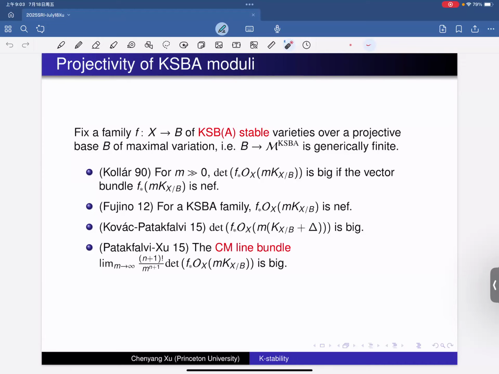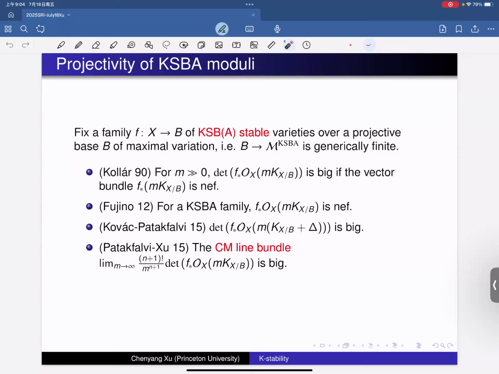Kollár has this package, which we sometimes call Kollár's package, to say that for this moduli, you just need to show that if you have a maximum variation family, the pushforward of mK_X, which is a vector bundle, is nef when m is very large. Once you prove this, there's a way to use Nakai–Moishezon to prove the projectivity. And this condition was confirmed by Fujino in 2012, that this is really nef.